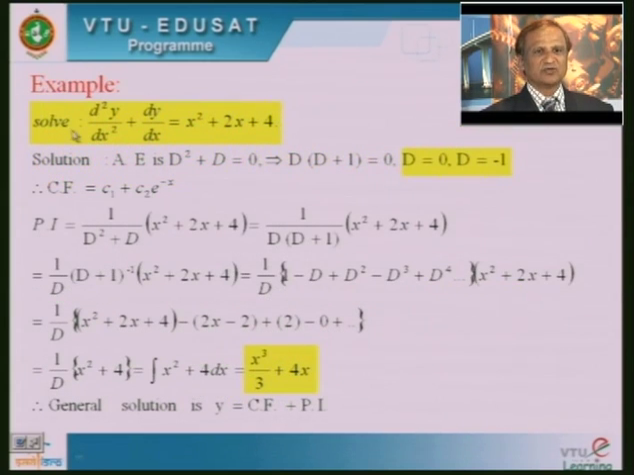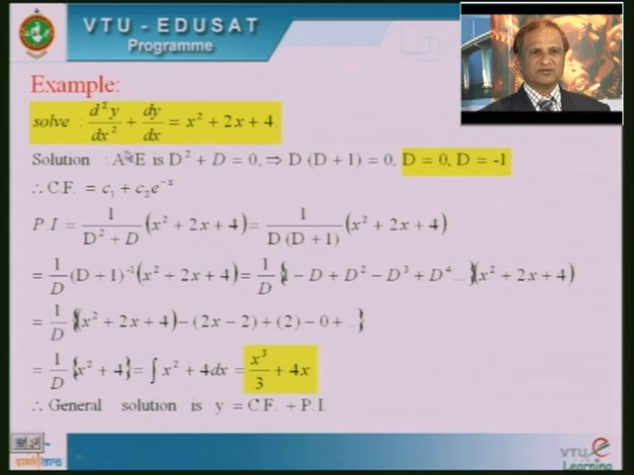Now, you observe in the given example, it is given that d square y upon dx square plus dy by dx is equal to x square plus 2x plus 4. Is it clear? It is a polynomial. So, now we can find the general solution of this equation. When we talk about the general solution of a non-homogeneous equation, how do you say that it is a non-homogeneous equation? Because the right hand side is not equal to 0, that is why it is a non-homogeneous equation.